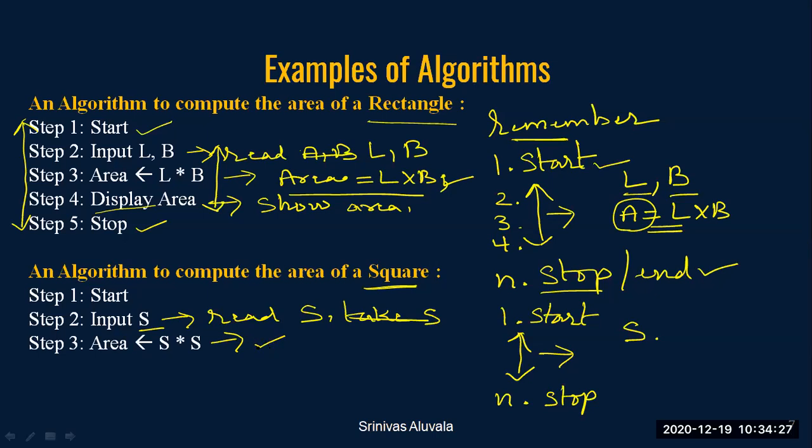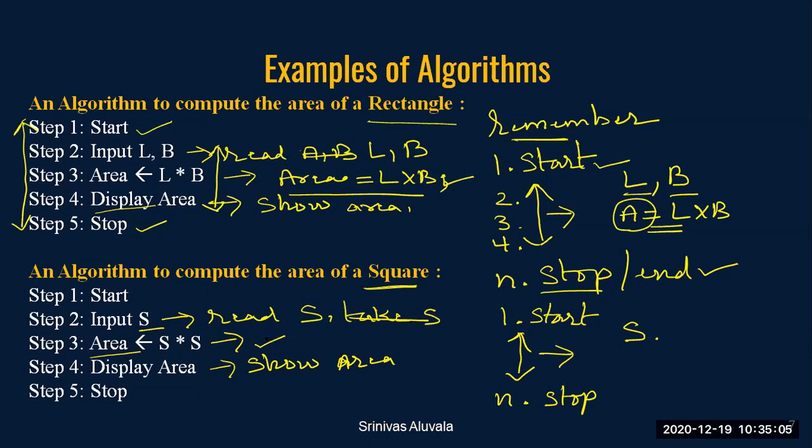And after getting the solution, this solution, the area, needs to be displayed to the user. To get it displayed, the statement to be written in the algorithm is display area or show area or print area. Once the solution is derived, the last property of the algorithm is to have an end. So my next step is going to be stop.